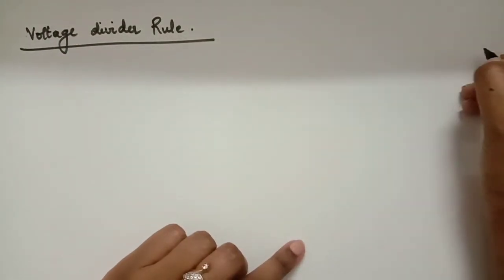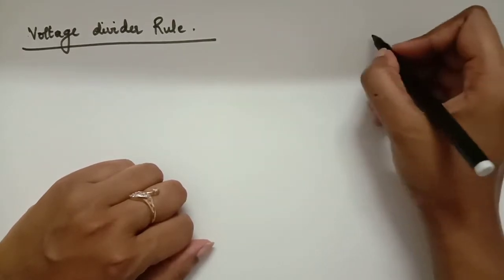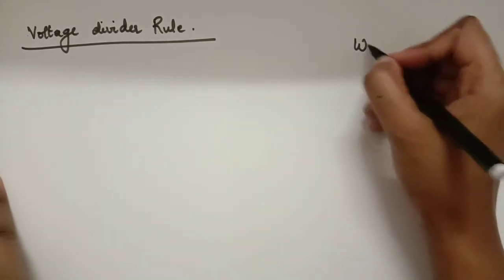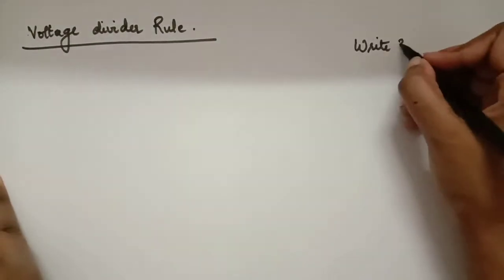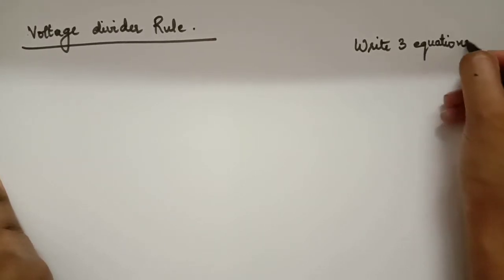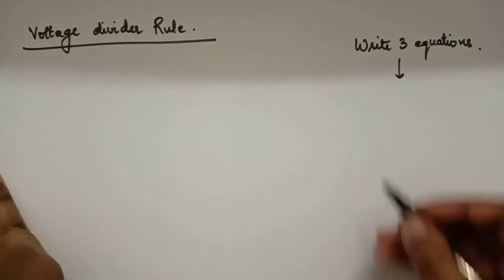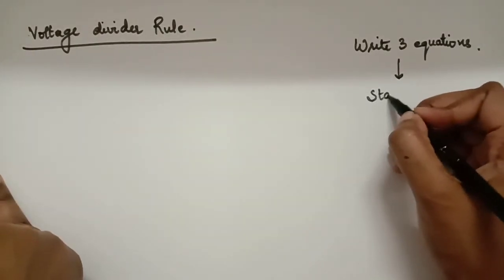Let us make a flowchart over here. What is the strategy to solve Zener diode numericals? First of all, write the three equations. Alright, we have written it. Then start with the voltage divider rule.